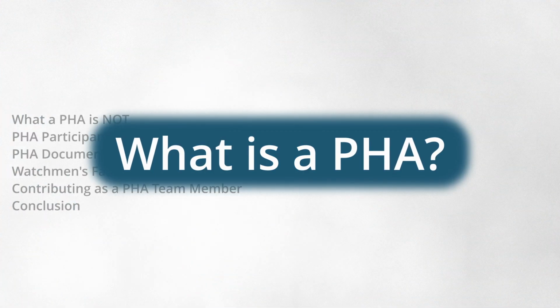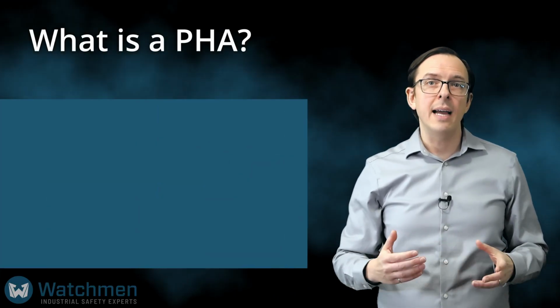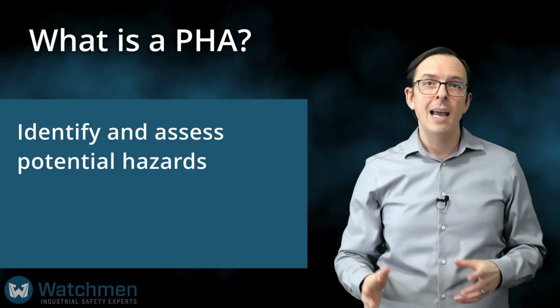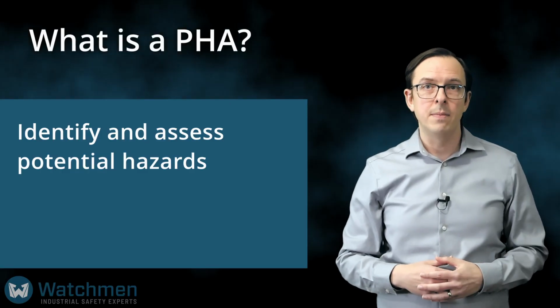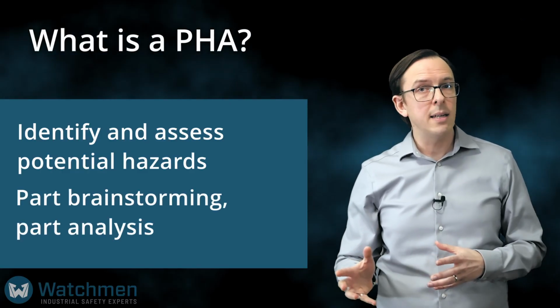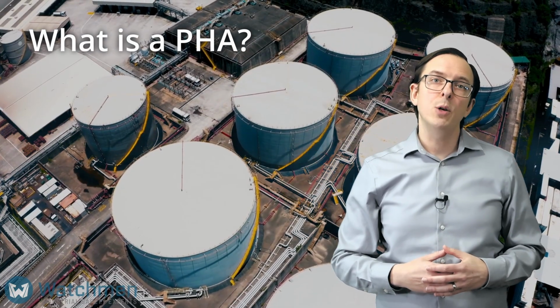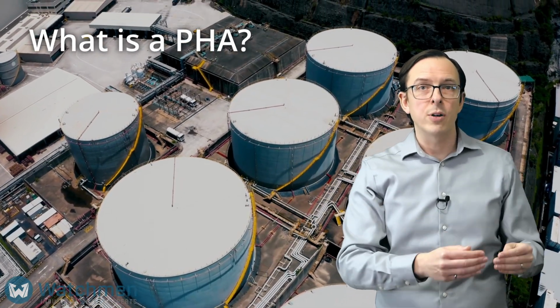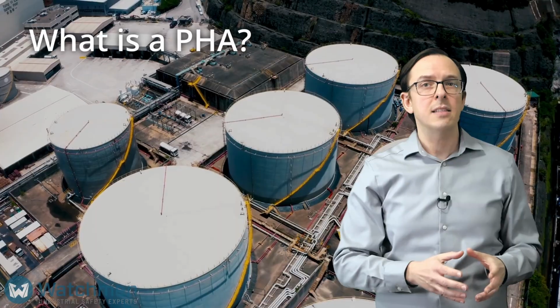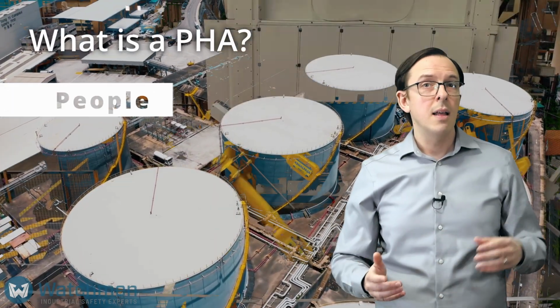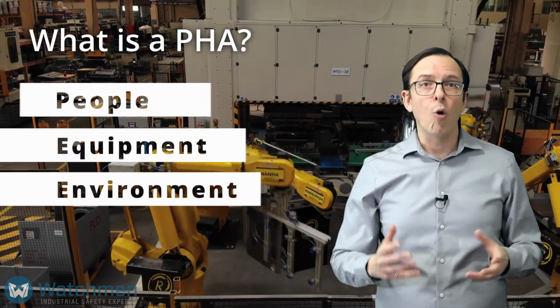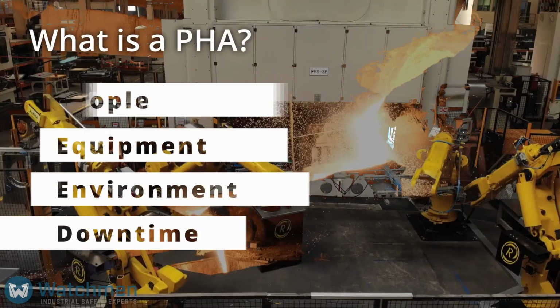So what is a process hazard analysis? Commonly abbreviated PHA, these are high-level sessions designed to identify potential hazards and assess them at that same high level. They are part brainstorming and part analysis. The purpose of a PHA is to review a system step by step in order to identify potential hazardous events that could cause harm to people, equipment, or the environment, or cause costly downtime.